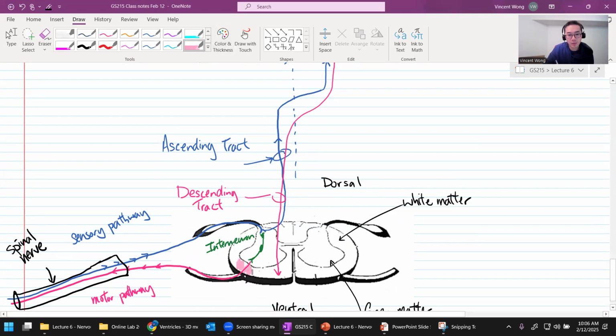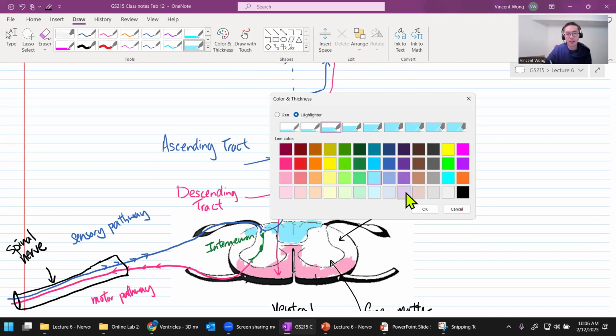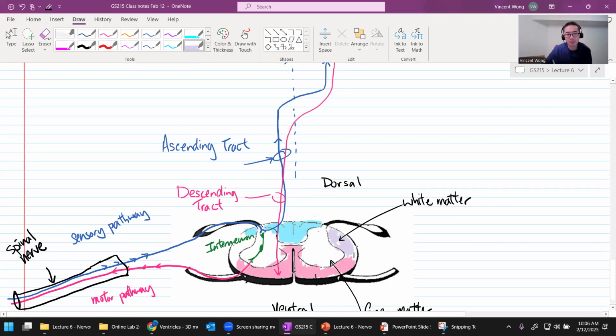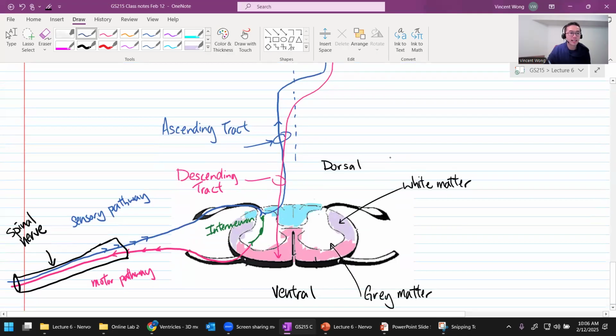Okay, so all this white matter here, those are reserved for descending tracks. And then all the stuff at the back, that's reserved for ascending tracks. And then on the side is kind of mixed. Okay, I'm just gonna use purple, I guess. It's kind of mixed. Some goes up, some goes down. I'm not gonna worry too much about it. Okay. So that's the organization of the spinal cord and how information is processed.